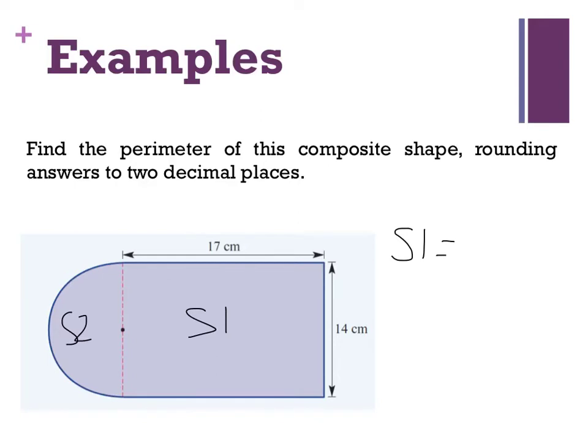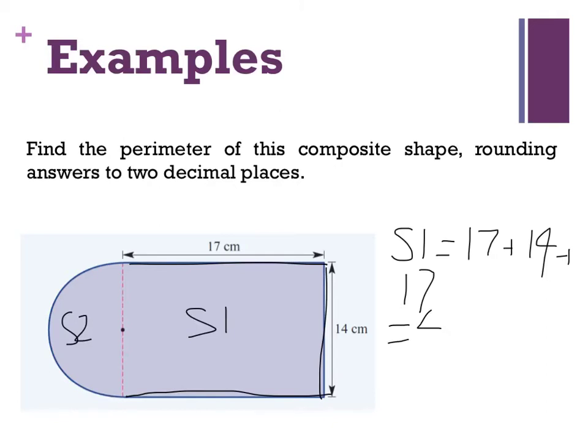Shape 1 is equal to 17 along there, plus 14 down there, plus 17 along the other way. If I calculate that up, 17, 14 and 17, I get an answer of 48 centimetres, because they're all in centimetres.